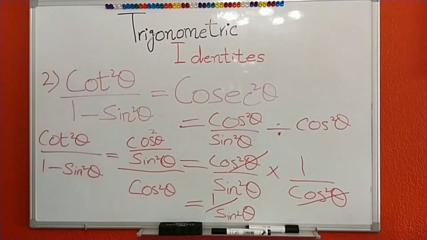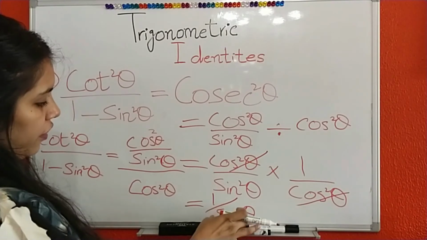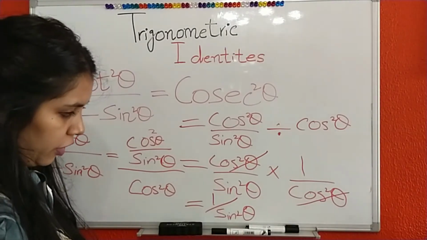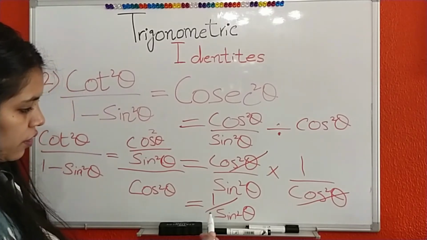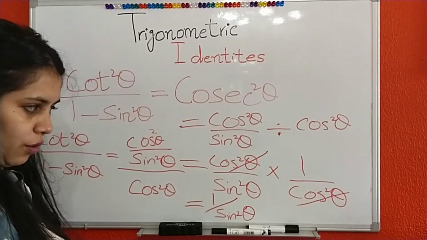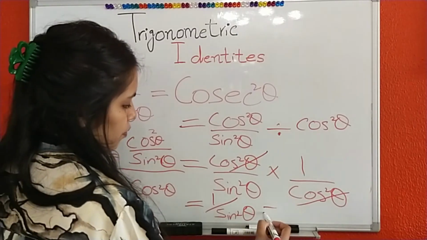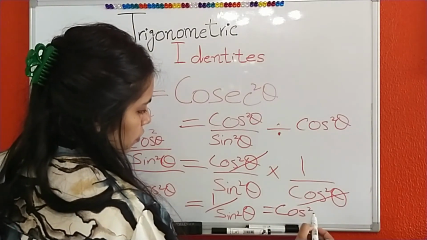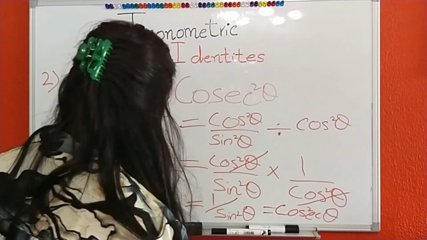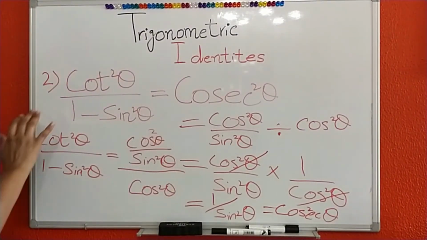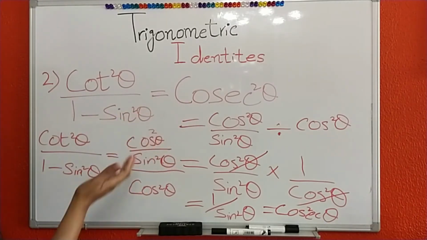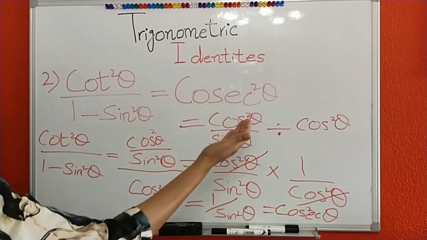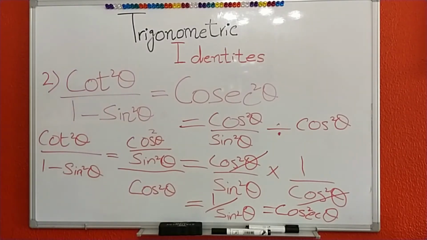Now I need to use one more trigonometric identity, which was the reciprocal identity. So sin is the reciprocal of cosecant. So here I am just simply putting cosecant square theta. Now I have converted this value into cosecant square theta. So left hand side is now equal to right hand side. So I have proved this question. I hope you understand this question very well. Now I am going to teach you more questions.